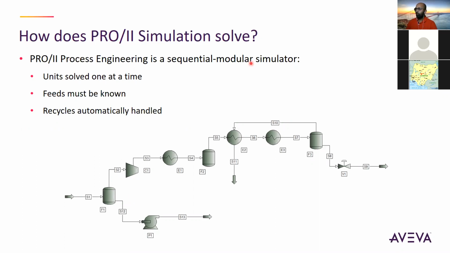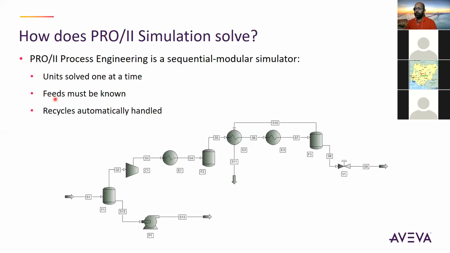The second thing is it's a modular simulator, which means that it will solve one module at a time, or one unit at a time. It doesn't write all the equations at once in the form of a matrix, like some of the equation-oriented softwares do. We also have an equation-oriented solver, which is in our different software, which we might talk about in later webinars. But Pro2 simulation basically doesn't do that kind of simulation. It will solve one module at a time. So it's all one simulation at a time.